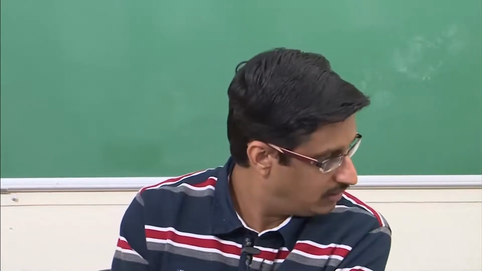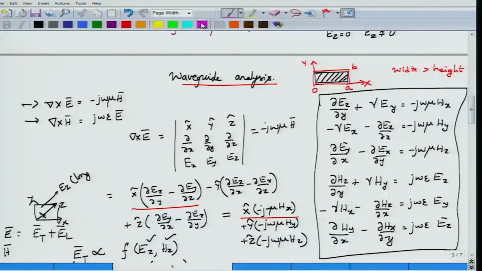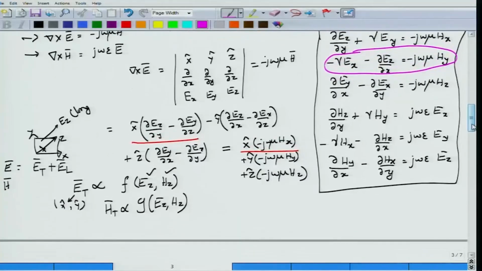Now how do we do that? Consider for example this second equation. Let me highlight that equation. I use this equation to solve for Hy. What do I mean by that? I simply take this minus j omega mu onto the left hand side and then write down what is Hy. So you can see Hy is equal to gamma by j omega mu Ex, by taking minus 1 by j omega mu down, and you also have plus 1 by j omega mu del Ez by del x.